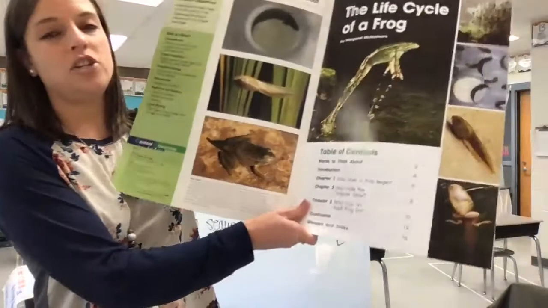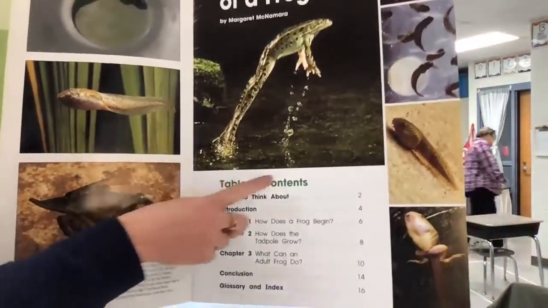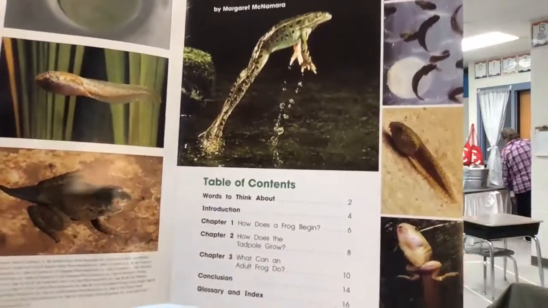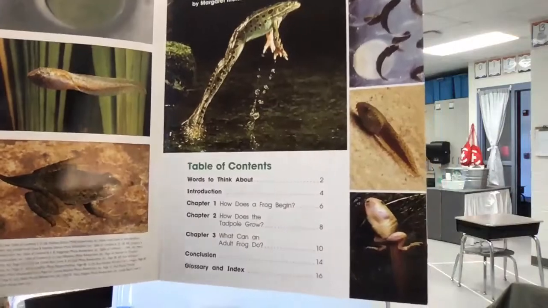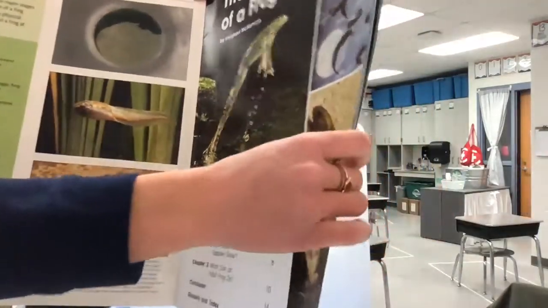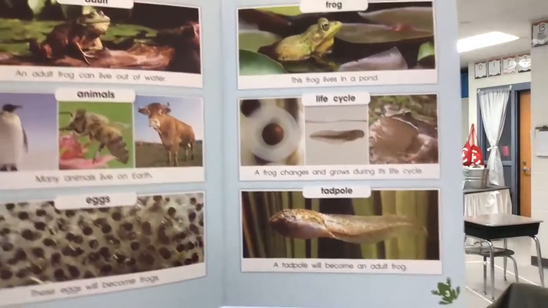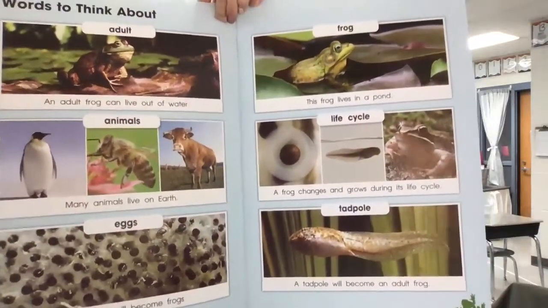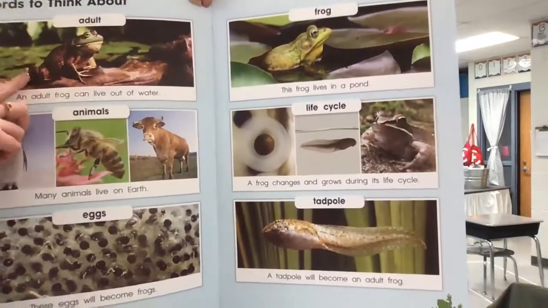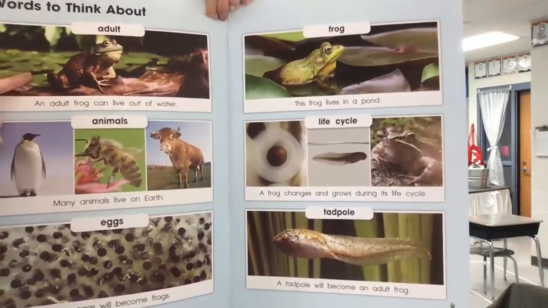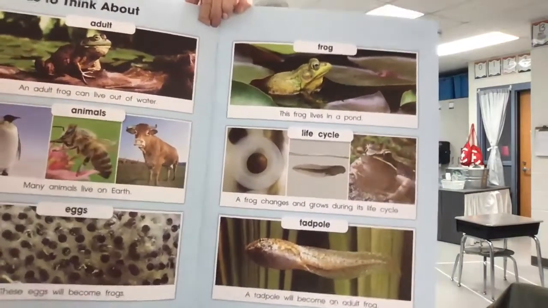Inside of our nonfiction text, since it is a chapter book, we have something called the table of contents, the list that tells us on each page what we're going to learn about. So we're going to flip to the words to think about page. On this page, we're going to be seeing some vocabulary words that are really important to what we're reading. We have adult, and it tells us right away what that means. An adult frog can live out of water.